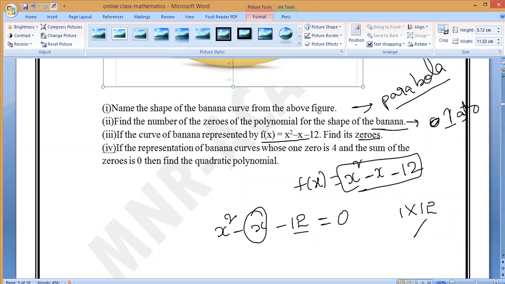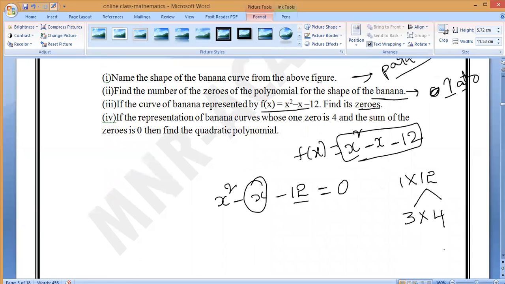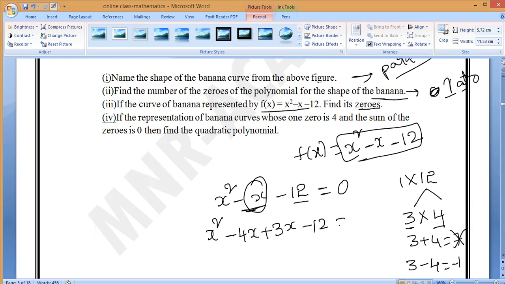Here 12 factorizes into 3 into 4, correct? Yes, ma'am. Do addition or subtraction to get the middle term. First addition: 3 plus 4 becomes 7. And 3 minus 4 is minus 1. Is it clear? Yes, ma'am. So x square minus x, write it as x square minus 4x plus 3x minus 12 equal to 0.